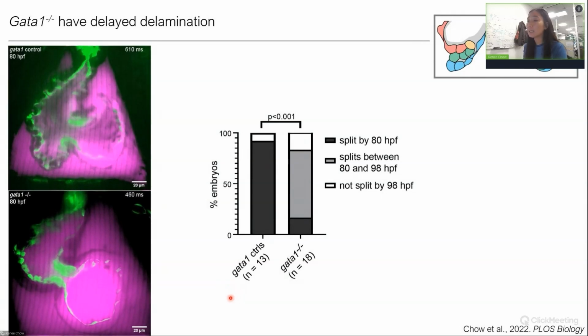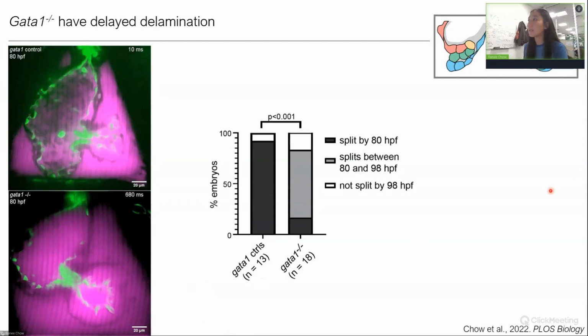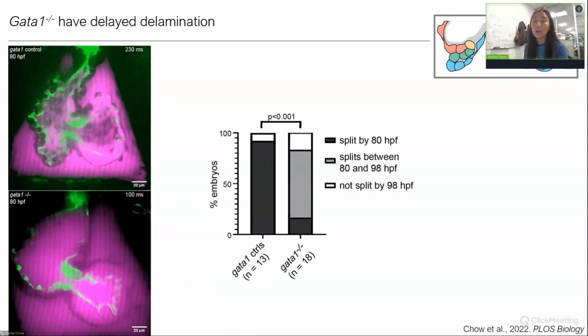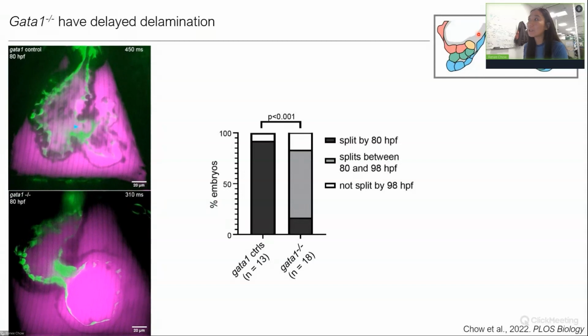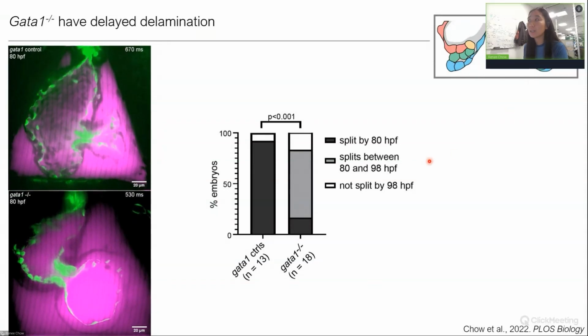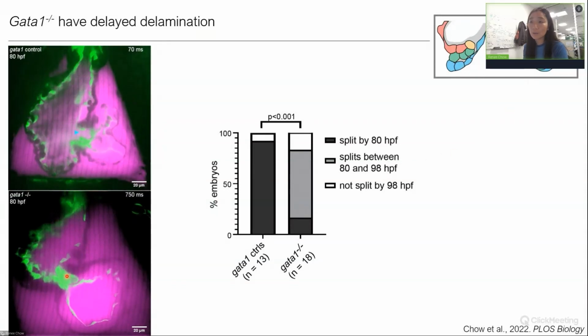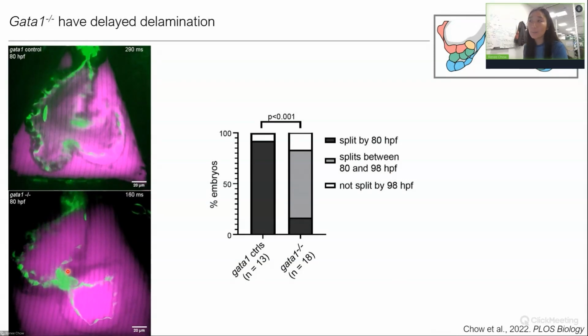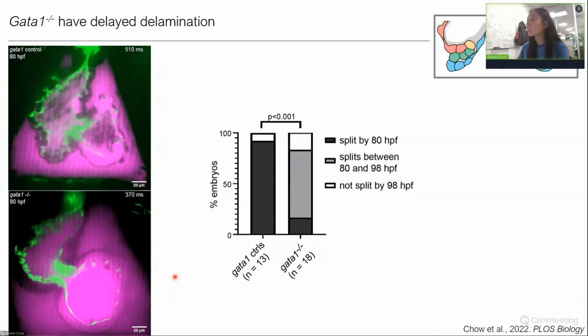And what I found was that in these GATA1 mutants, at 80 hours post-fertilization, when I expect all of these structures to have transformed into valve leaflets, in the mutants, all of these cells remain stuck together and delamination is significantly delayed.